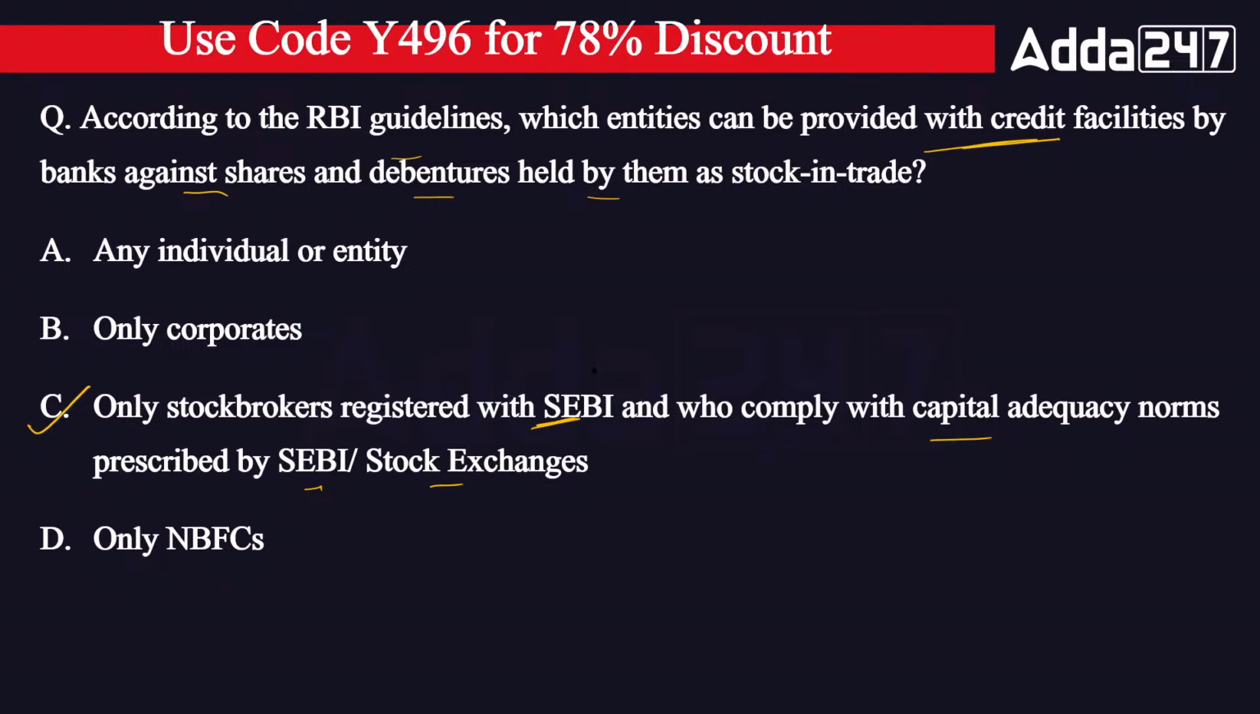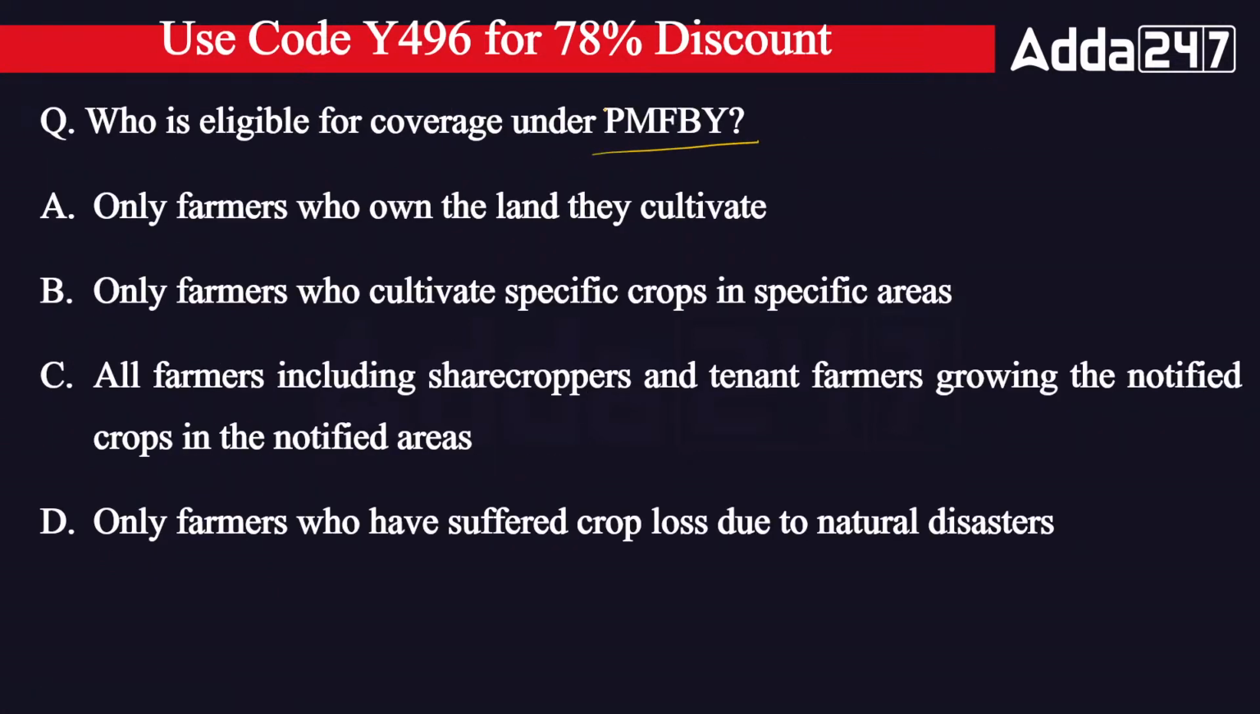Okay. Now, who is eligible for coverage under Pradhan Mantri Fasal Bima Yojana? Who can take the insurance under the Pradhan Mantri Fasal Bima Yojana? This is the crop insurance scheme. So first is saying only farmers who own the land they cultivate, only farmers who cultivate specific crops in specific areas, all farmers including sharecroppers and tenants, farmers growing the notified crops in the notified areas, then only farmers who have suffered crop loss due to natural disaster. So which of the following are eligible under the Pradhan Mantri Fasal Bima Yojana to take the insurance?